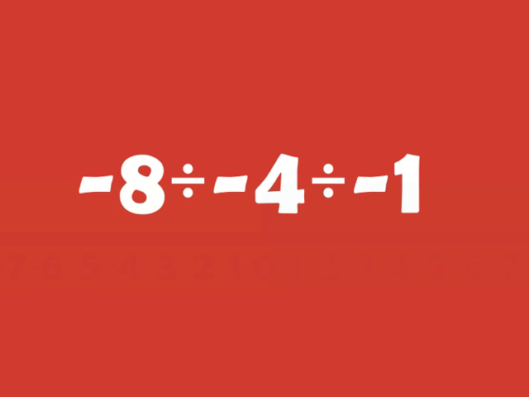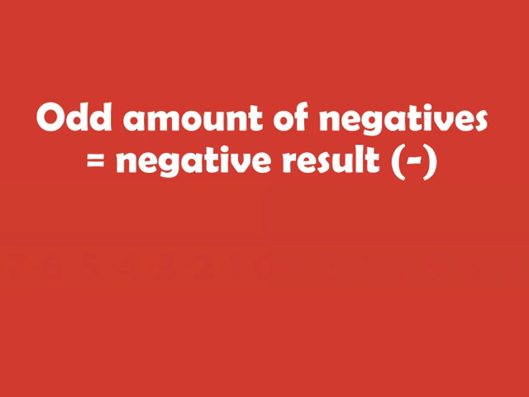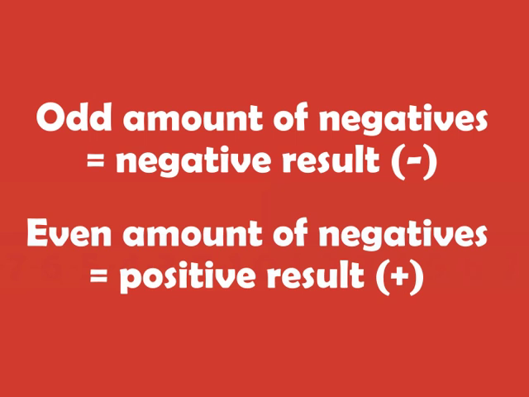But what about negative 8 divided by negative 4 divided by negative 1? Will the answer be positive or negative? Count the negative numbers, 3 total, and 3 is an odd number. When you have an odd amount of negatives, your answer will be negative, so your final answer will be negative 2. So remember, when multiplying and dividing negative numbers, an odd amount of negatives will produce a negative result. An even amount of negatives will produce a positive result.